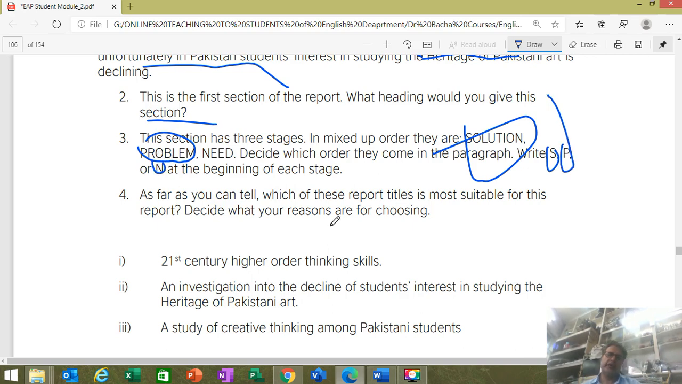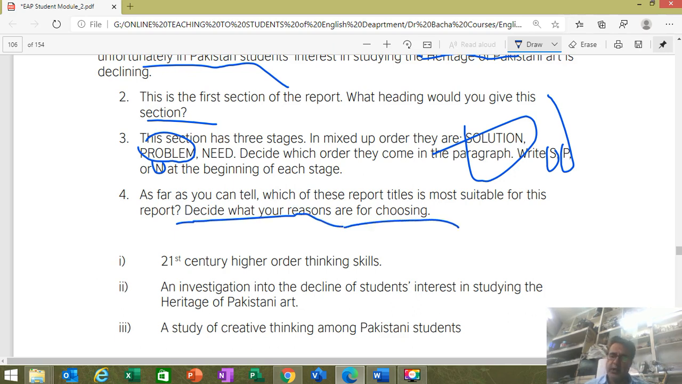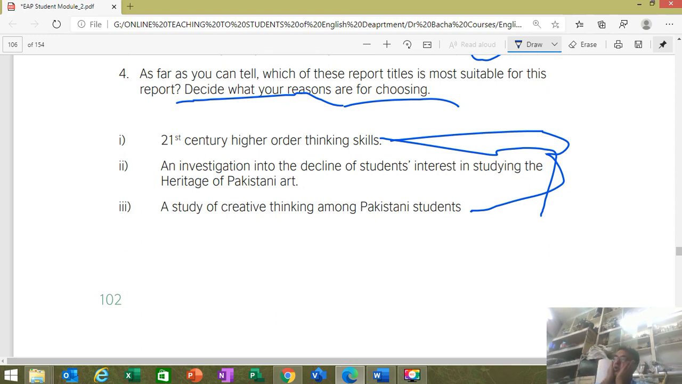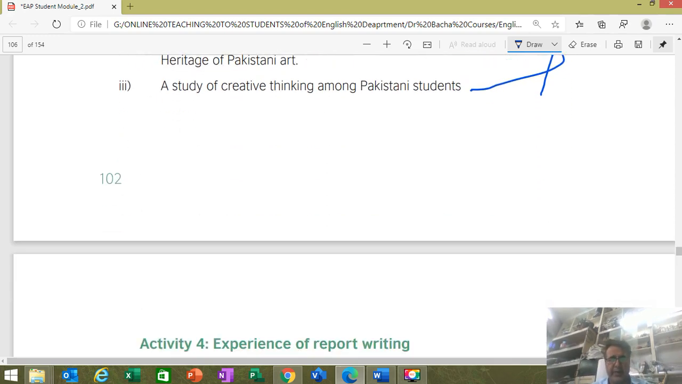You have to write S for solution, P for problem, and N for need. And then you tell which of these report titles is the most suitable, and decide your reason for choosing. For example, if you give any one of these titles to the paragraph, you must give us the reasons for using this title for the paragraph.